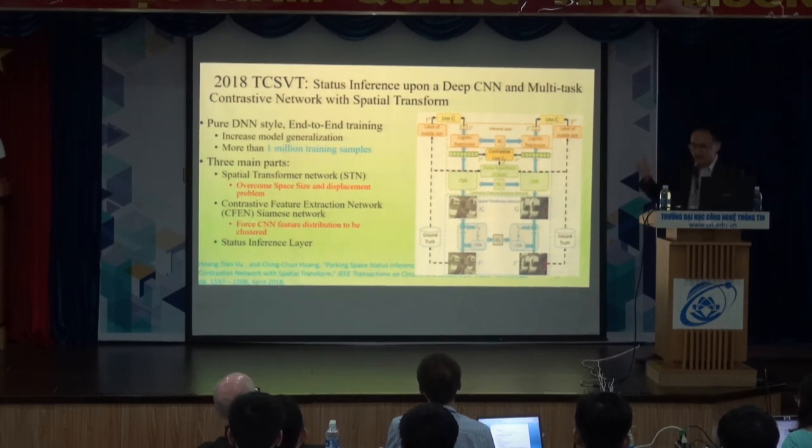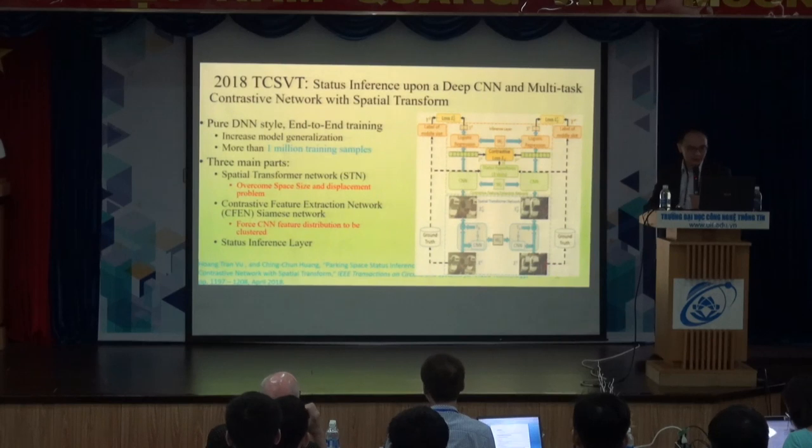Before DNN, the research focused on feature design. But now, we need to focus on network design. So in this framework, we have three parts: the spatial transformer network, the contrastive feature extraction network, and also the final inference layers.